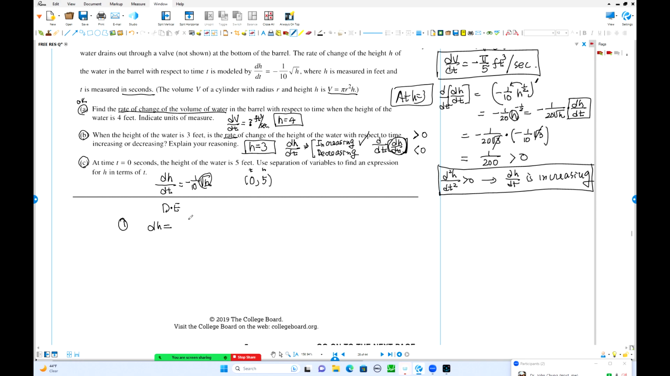dh equals negative 1 over 10 square root h times dt on both sides. But h cannot stay here, right? That's the t. This is the h variable. So h all moves to the left. So that is 1 over square root h dh equals negative 1 over 10 times dt. That is what we call separated.